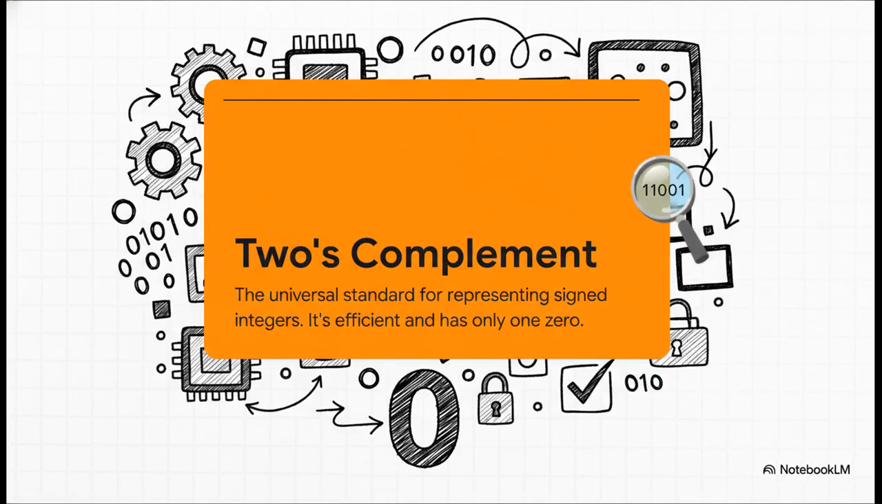So the engineers came up with a really brilliant solution that is now the universal standard. It's called 2's complement, and it's just elegant. It's super efficient for the computer's processor to work with, and, this is the big one, it has only one single, unmistakable way to represent 0. Problem solved. So how does it work?